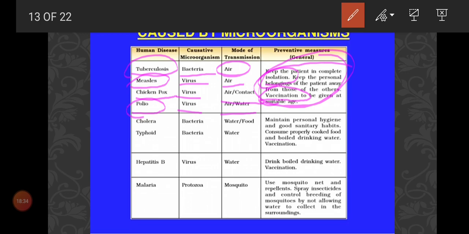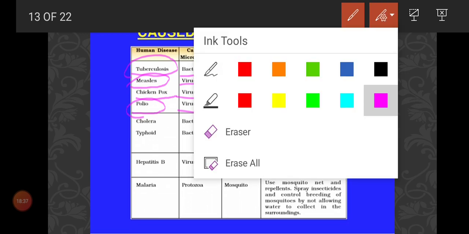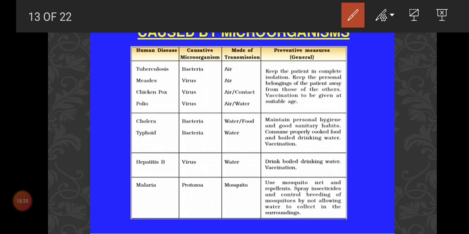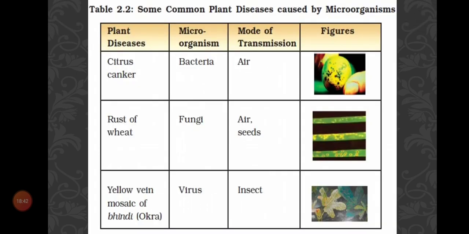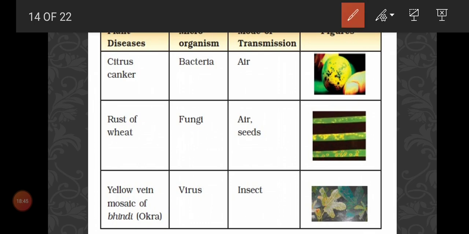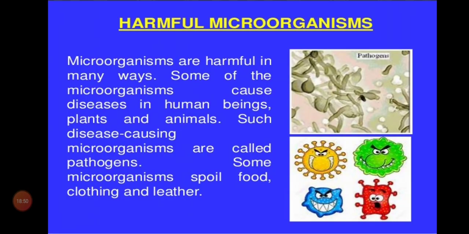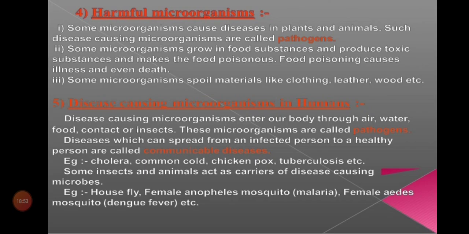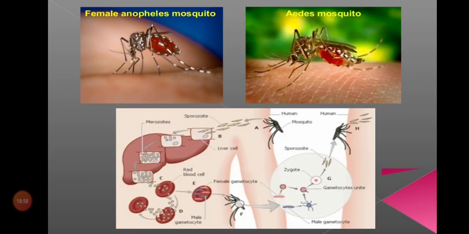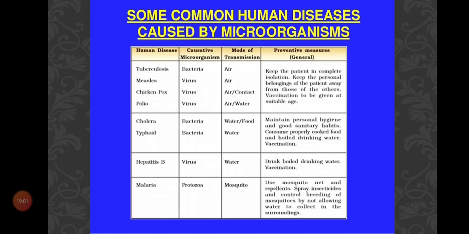In the next class we will continue with the remaining categories. I think now you are clear about the definition of harmful microorganisms, what pathogens are, what communicable diseases are, and which insects cause diseases in human beings. We saw only 4 diseases and their causative microorganisms, how they spread, and how to overcome the problem. Next class we'll continue with the remaining diseases.